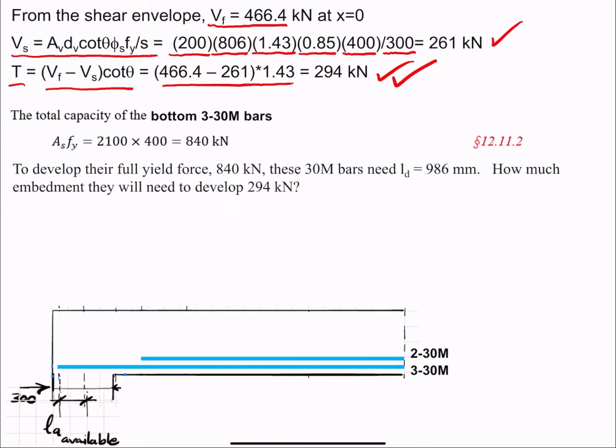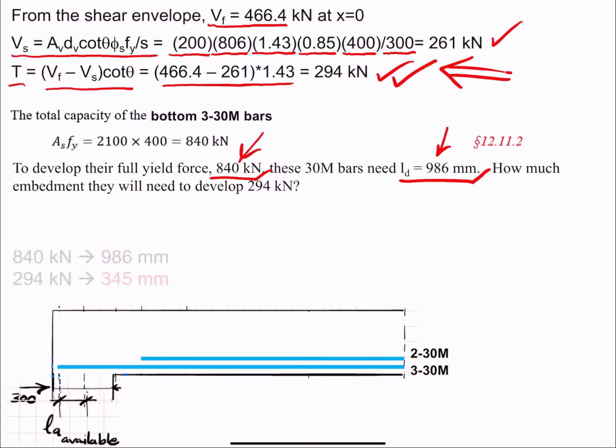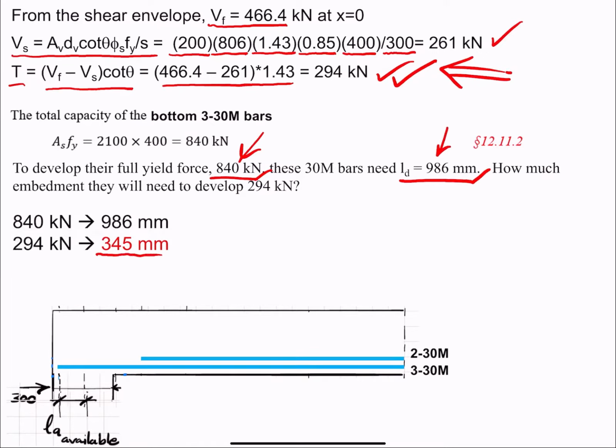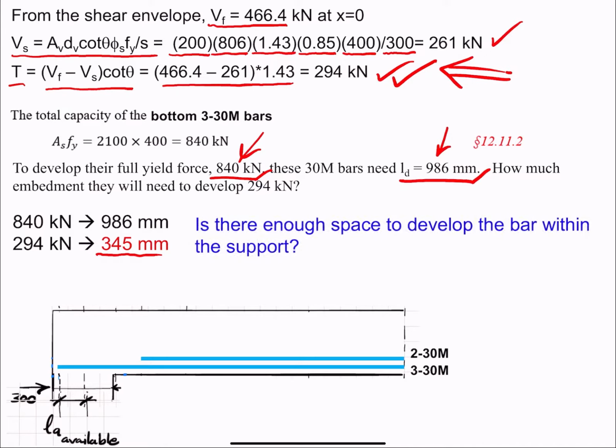Now, to develop the full yield force, 840 kilonewtons, we just found that these 30M bars need 986 millimeters. Do you remember? That was the development length. So how much embedment do they need to develop 294? It's a proportion. To develop full force, they need 986. To develop 294, how much embedment do they need? It's just a simple proportion, and they need 345 mm. Do we have 345 mm within the support?